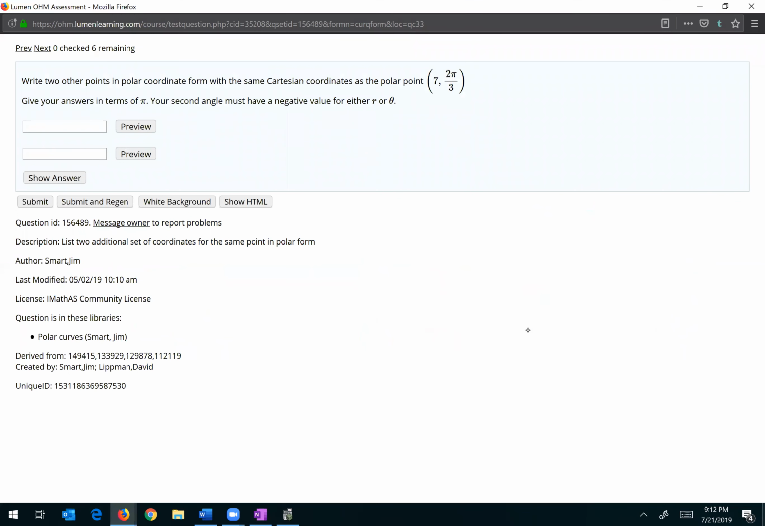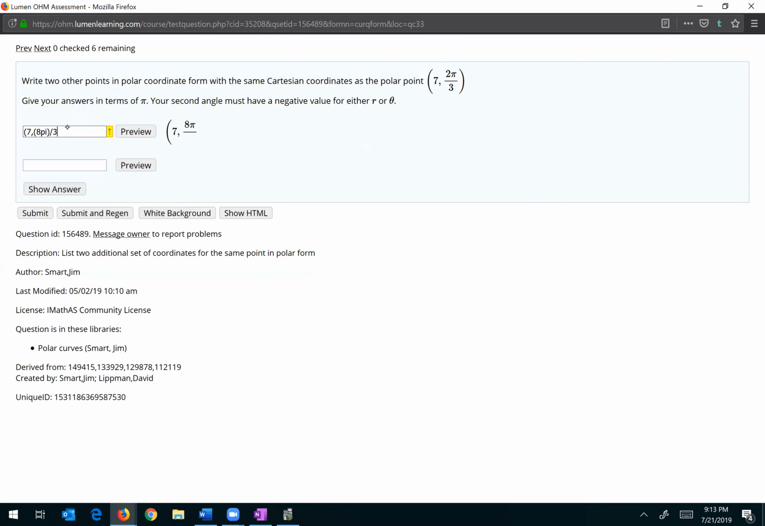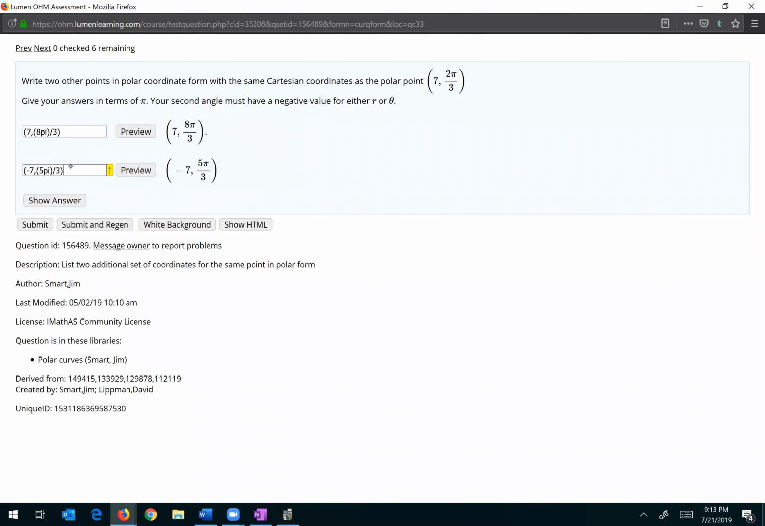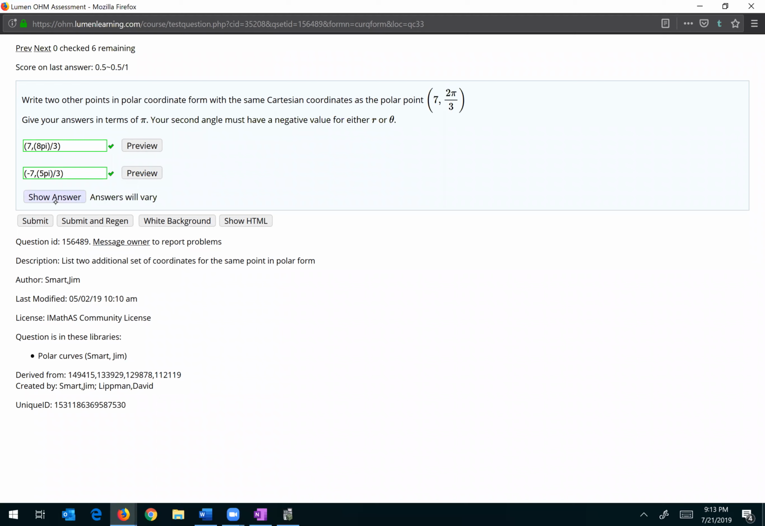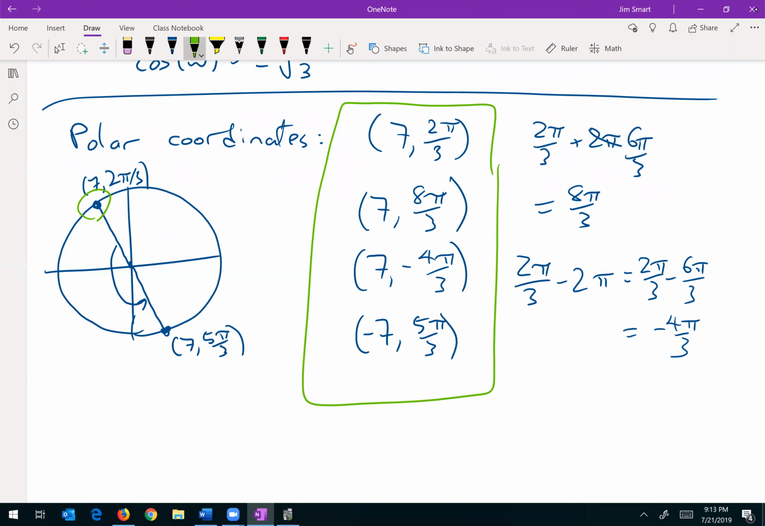The second one has to be negative, so for the first one we had 7 comma 8 pi over 3, close parentheses. And for the second one, let's do the one with the negative 7: negative 7 and 5 pi over 3. The reason I didn't just do a show answer on this one is because, as I'm sure you know, it'll just say answers vary. I may edit this question sometime to show possible answers. All right. So there's that question.